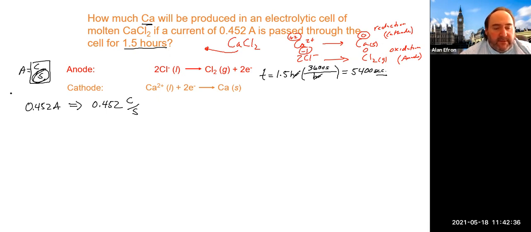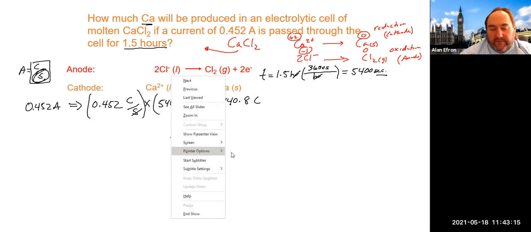If you remember, the first thing that we really want to do is take the current that's running through the cell and multiply it by how long it's running for. Again, we want to make sure it's in seconds so that they do cancel each other out. If we multiply those two by each other, that is going to give us the unit of electrical charge for this cell, which would be 2440.8 coulombs. Any questions on that?